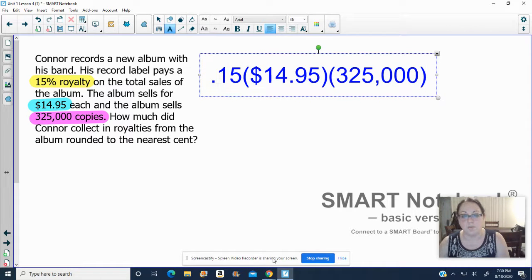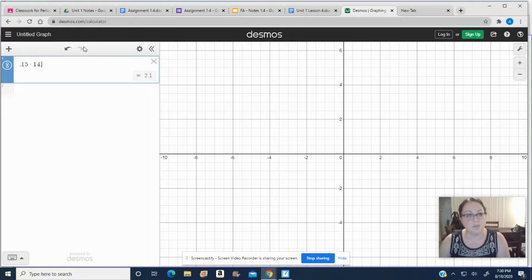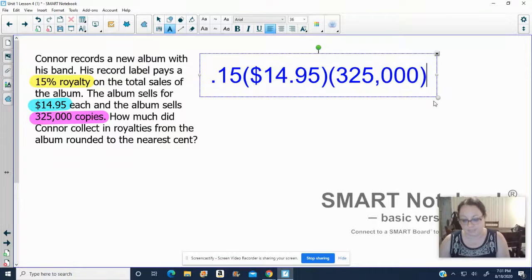So I'm going to go ahead and work that out by typing that into Desmos. So I'm going to type in 0.15 times $14.95 times 325,000 items. And so if he's earning 15% of the total sales here, it looks like he gets $728,812. And 0.5, which I'm going to go ahead and write out, is 0.50.